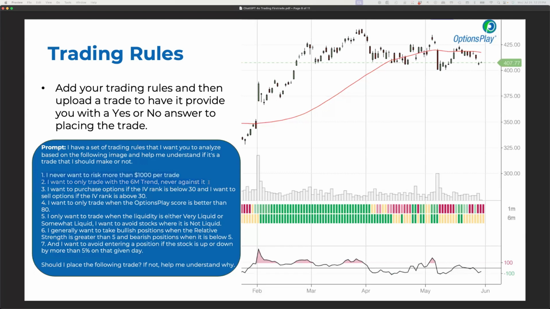Second rule is I only want to trade with the 6-month trend, with this trend, never against it. You may not necessarily follow that rule, but that's just an example of a rule that perhaps you might have. Some people might want to trade with the trend. Some people might want to trade against the trend. Whatever your process is, this is another exercise for you to be able to articulate the rules that you have for yourself when it comes to trading.